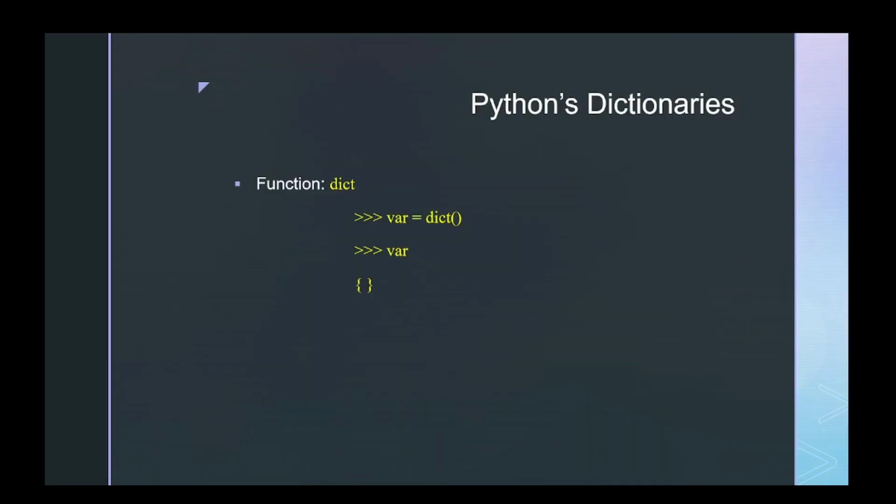Python has a built-in function that creates a dictionary, and this function is dict. There are a few different ways to use it. If I am at the command prompt, I can set a variable equal to dict and then just an open and close parenthesis. Then if I were to print out that variable, it would show me the curly brackets just blank, nothing in there. That's called an empty dictionary.